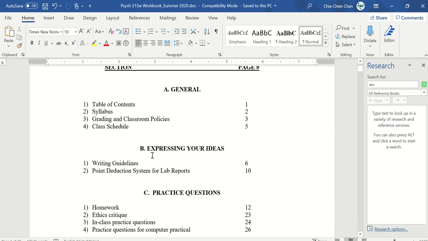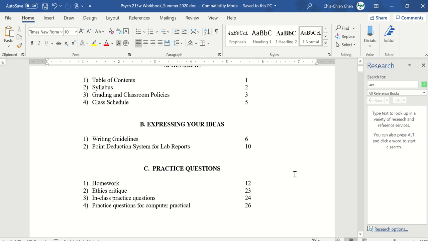And now part B is expressing your ideas. This is going to give you some writing guidelines when it comes to how you can express your ideas clearly and succinctly. And being that this is a writing intensive course, it becomes very critical that you do this well in this class if you want to get a good grade.